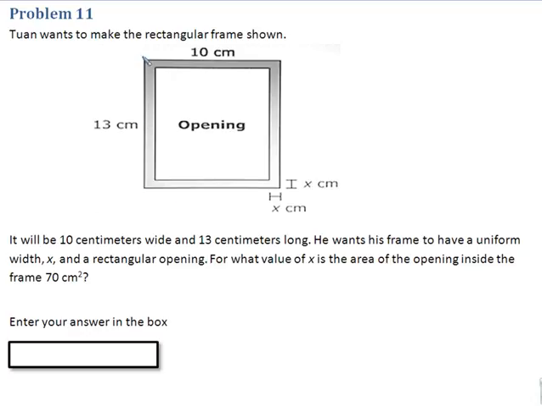Okay, so our frame's 13 by 10. We're not sure what this distance x is here, but we want to come up with the x such that the opening, the area on the inside of the frame, is going to be 70 centimeters squared for its area.